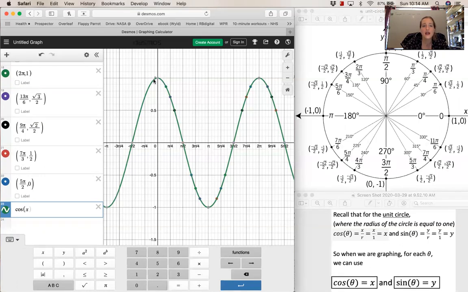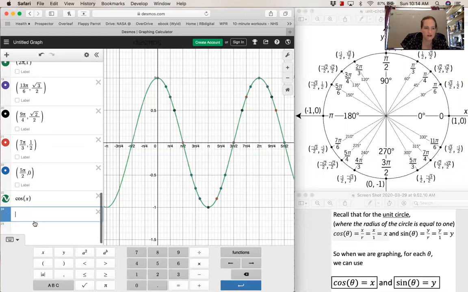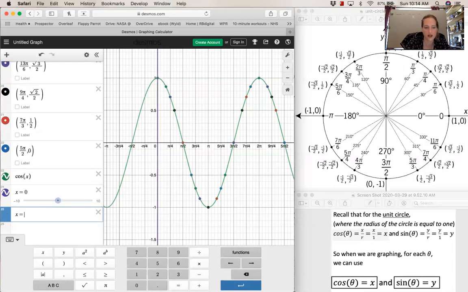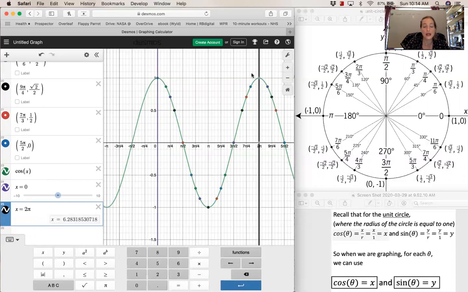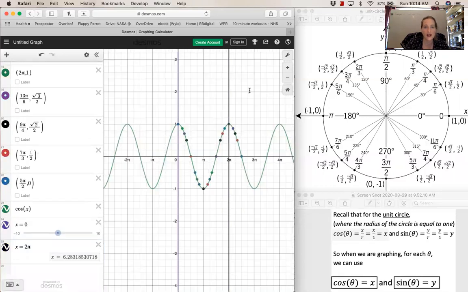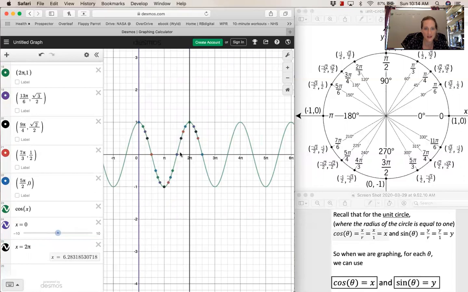Now notice that periodicity that we were talking about. This function is periodic, meaning it repeats, right? So x equals, from 0 to 2 pi represents one period of this graph. And if we zoom out, we can see that this shape, this pattern, is just repeated over and over and over again. So our cosine function has a period of 2 pi, meaning it repeats every 2 pi units.